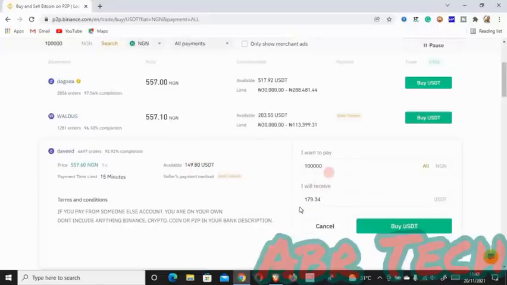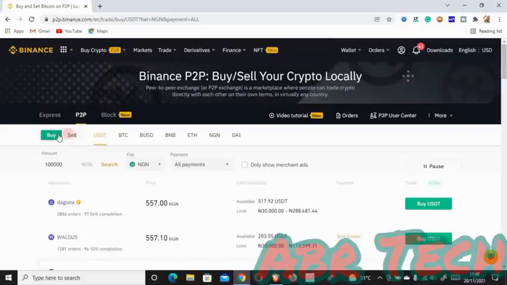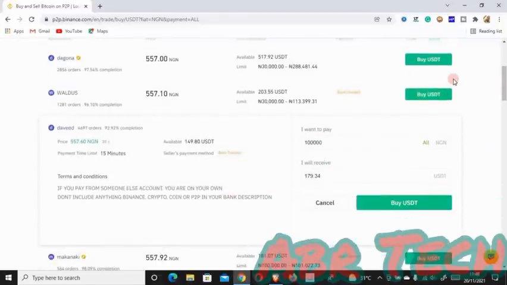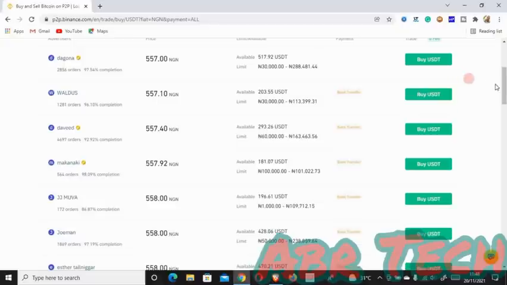Now we want to buy 173, and the seller has just 149. The seller has just 149, which is not up to the amount you want to buy. So you should always check what the seller has in stock before you buy from them.